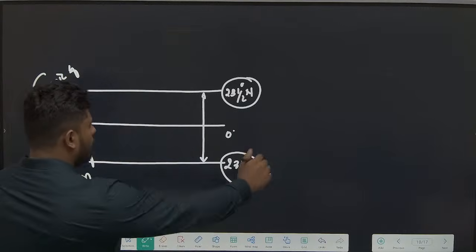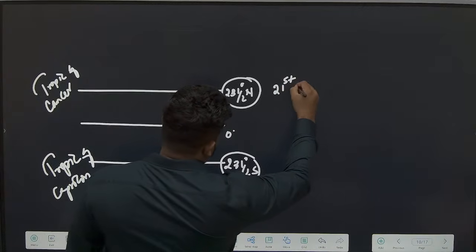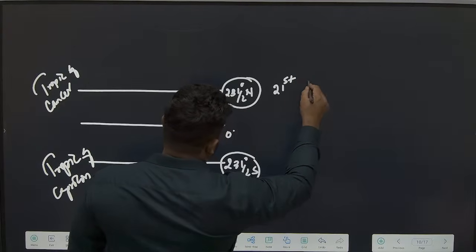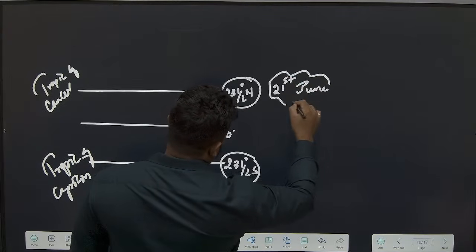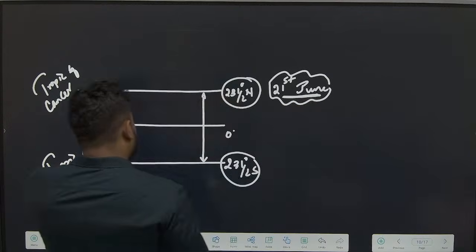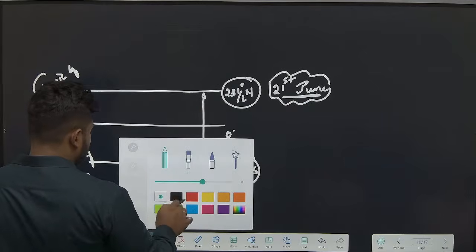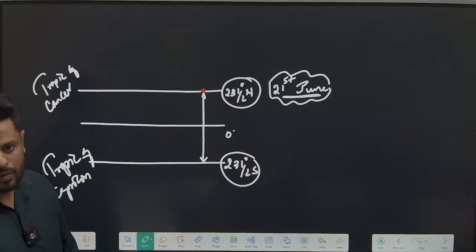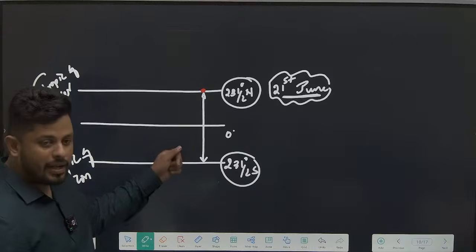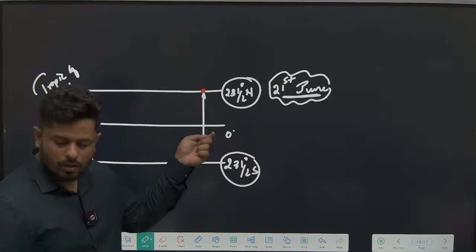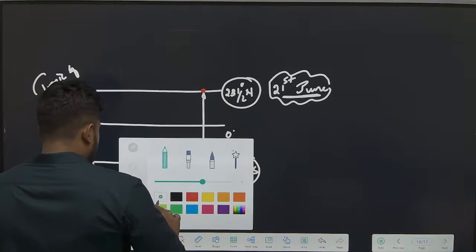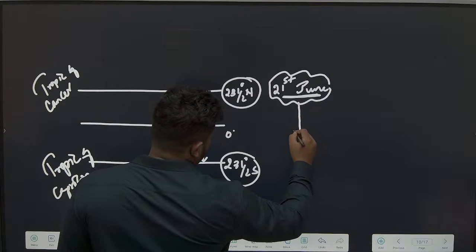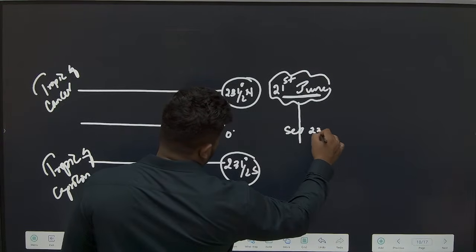On 21st of June, can I say this direct sun ray is falling over the Tropic of Cancer? That is the maximum extent that it can go north. Correct? As you proceed from June, July, August, September, let us say you are reaching 23rd of September.